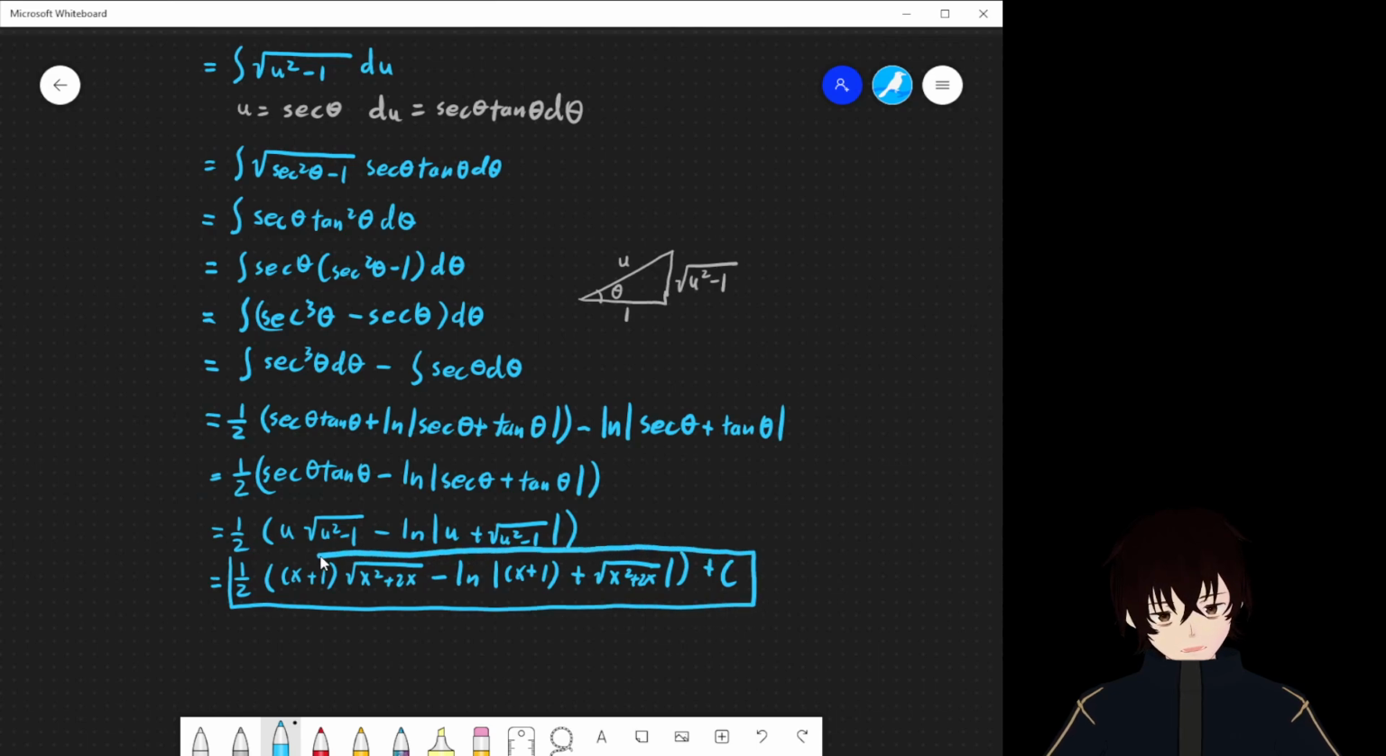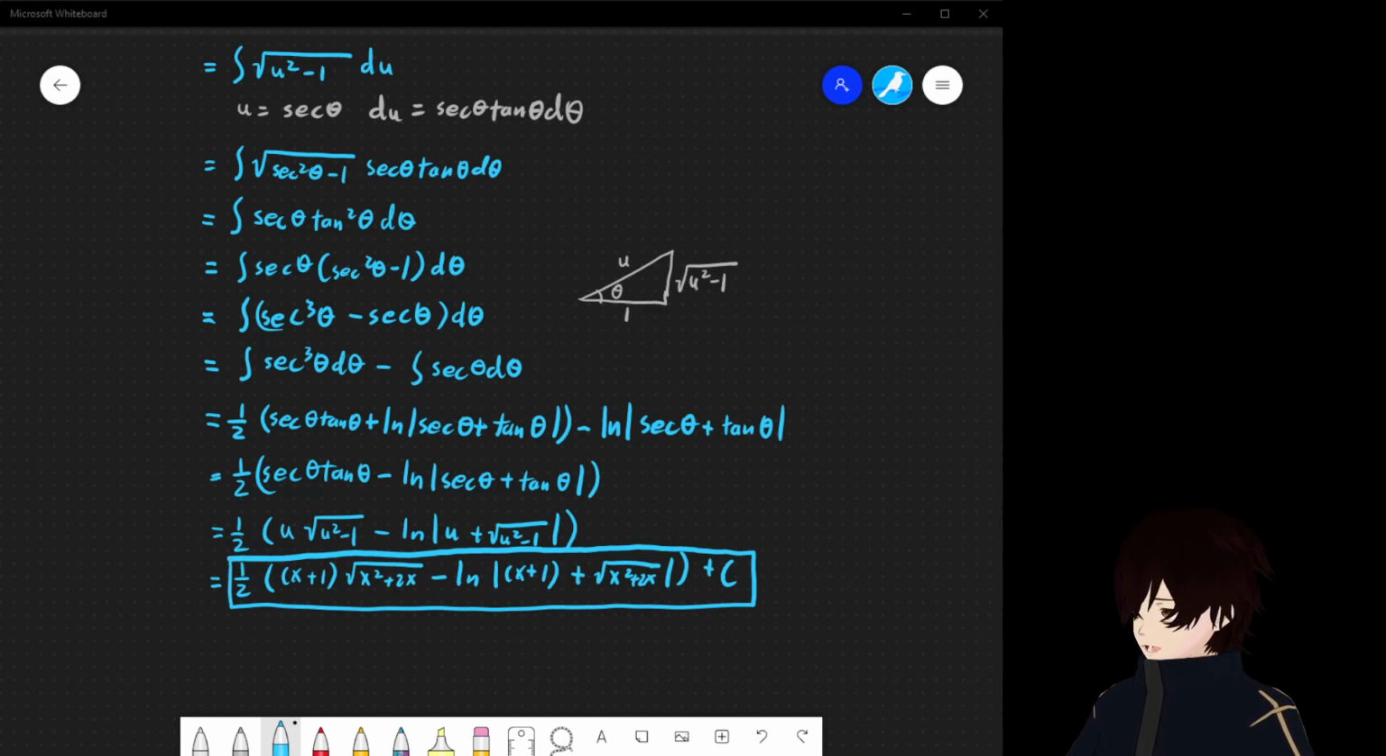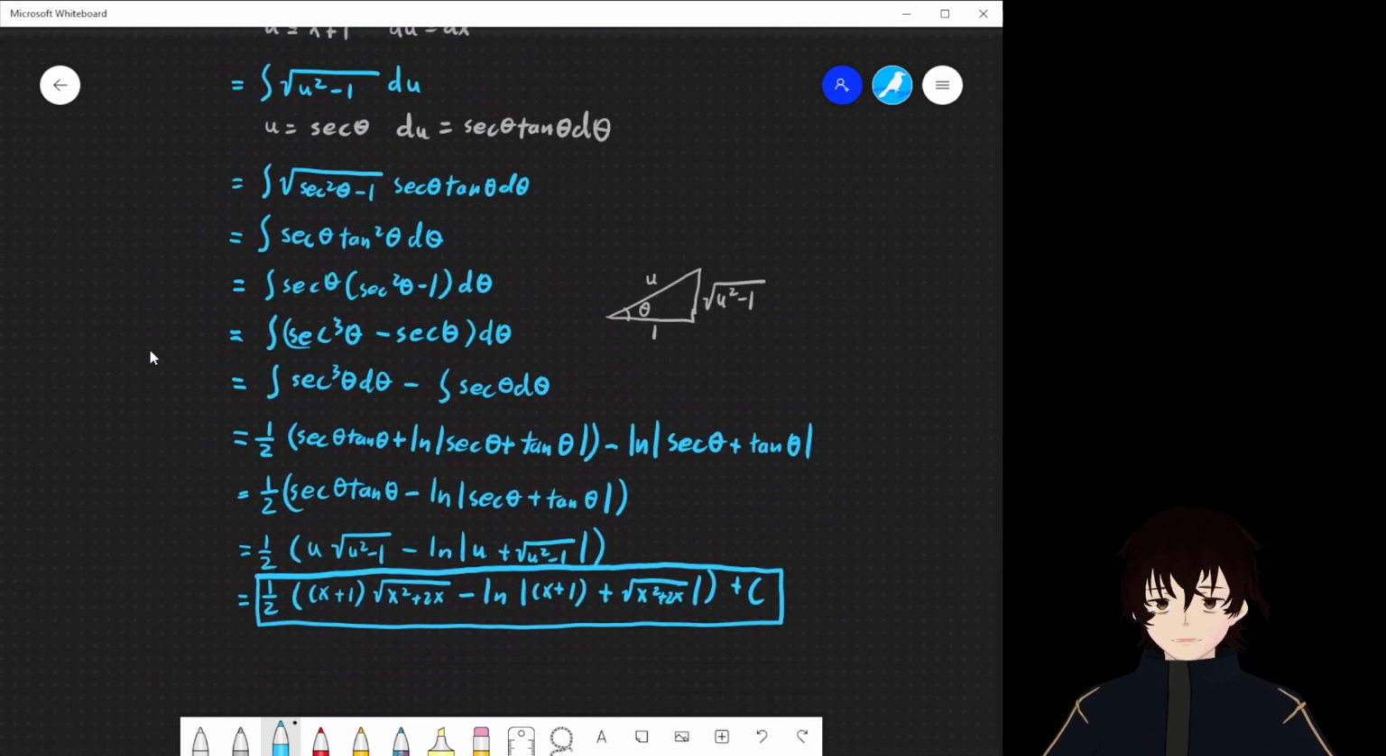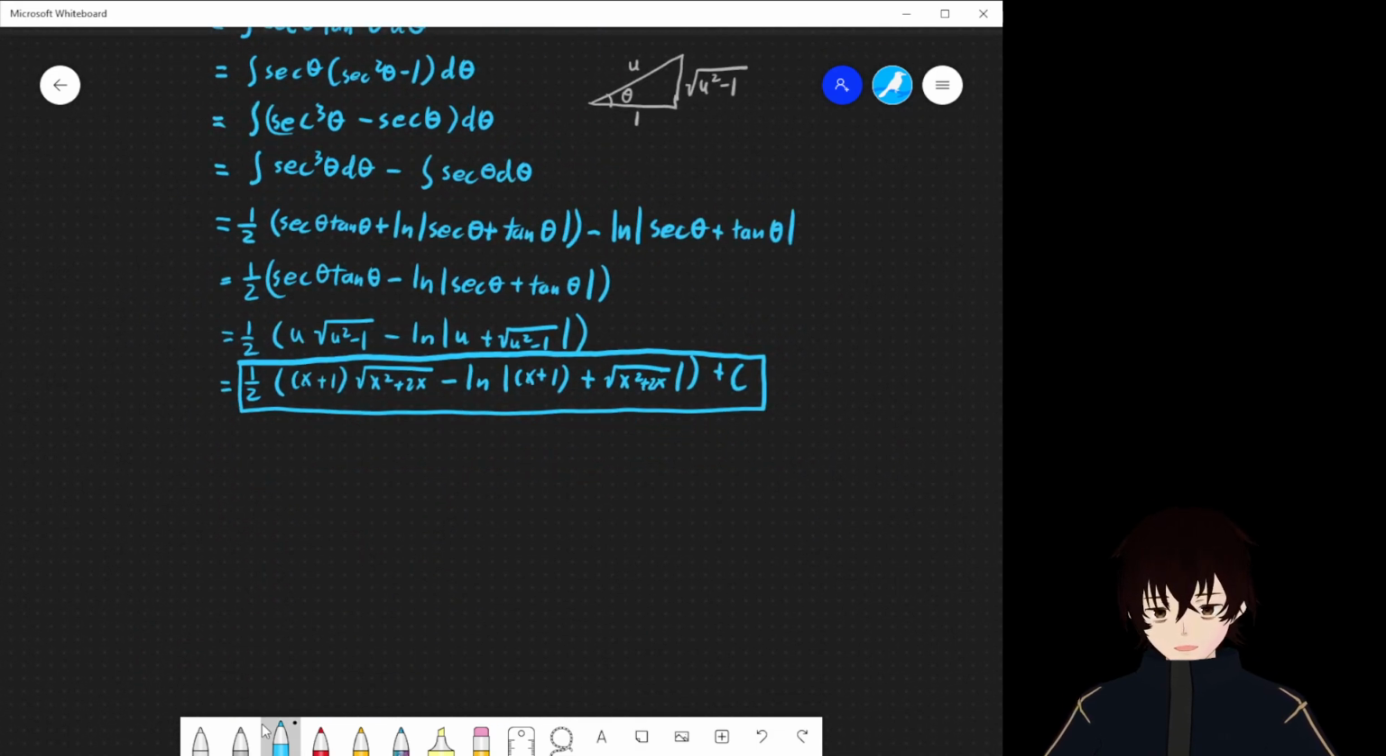I need to remember the integral of secant cubed x better. Now let's check. What do we have? Looks like it is correct. 3 in a row. I guess I did struggle with the secant cubed part a little bit. I had to check on that.